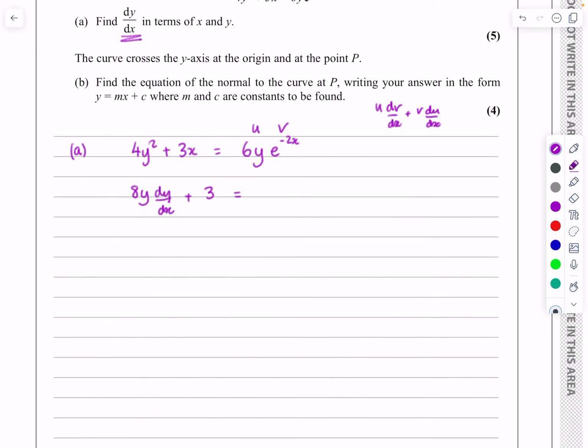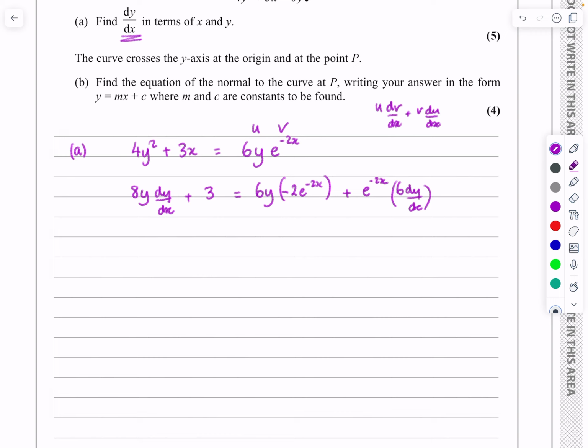U dv dx then, well, u is 6y, dv dx is just the differential of e to the minus 2x. At this stage you should be pretty confident at just jumping straight in with that, it is minus 2 e to the minus 2x. That's u dv, plus v du, well, v is e to the minus 2x, and du is the differential of 6y, which is 6 dy by dx.